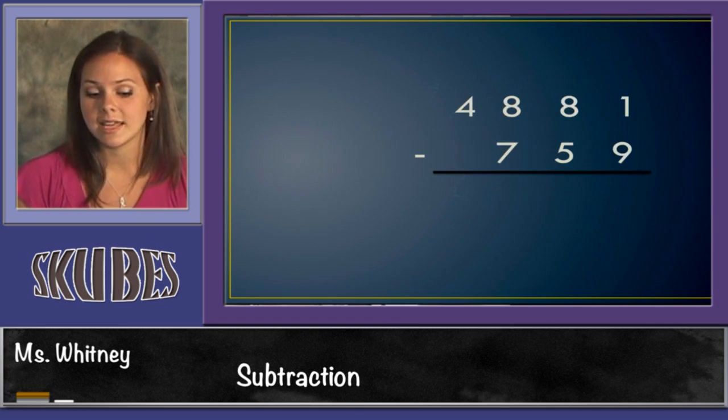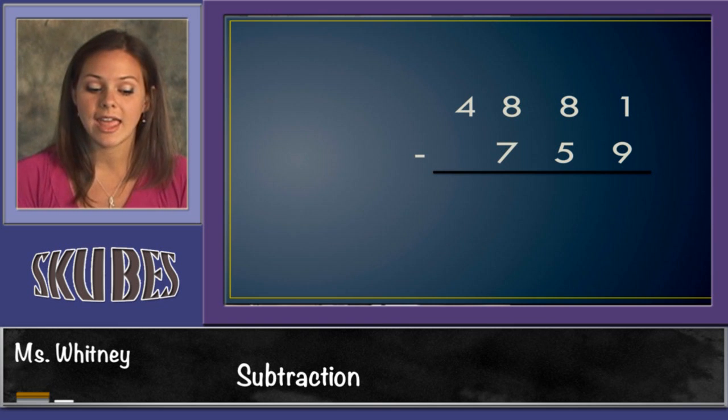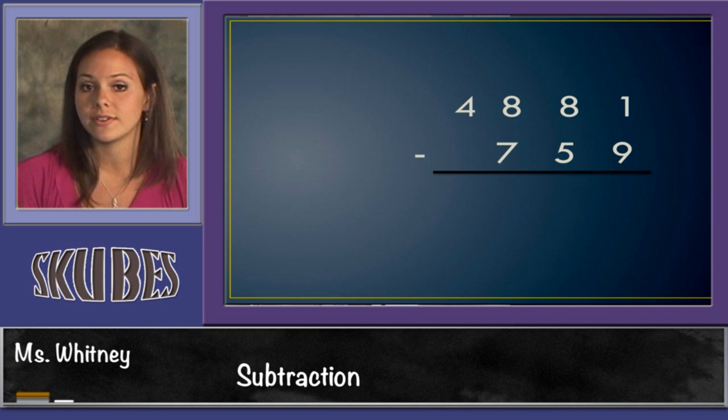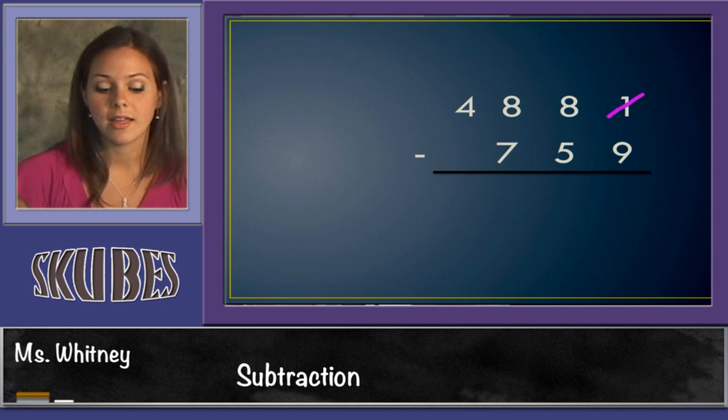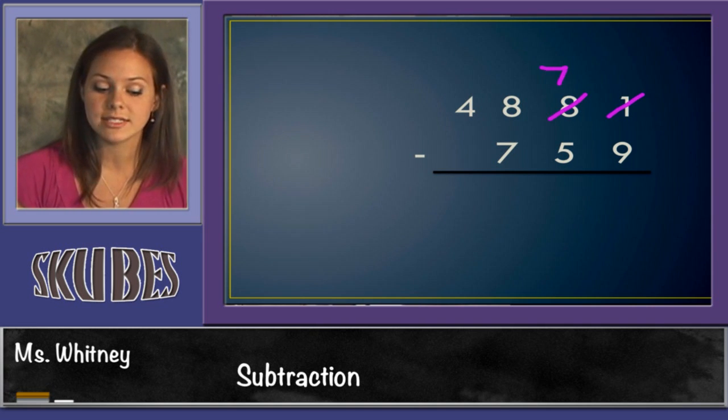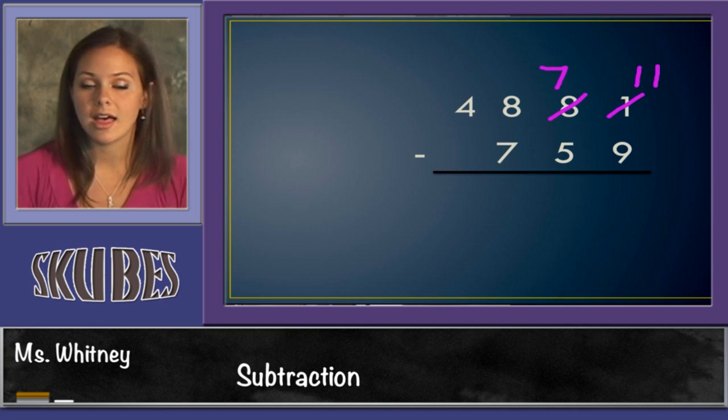And here's our last example. I have 4,881 take away 759. In my ones column, I have 1 minus 9. I can't do it. I look next door. My 8 becomes a 7. My 1 becomes an 11. 11 minus 9 is 2.